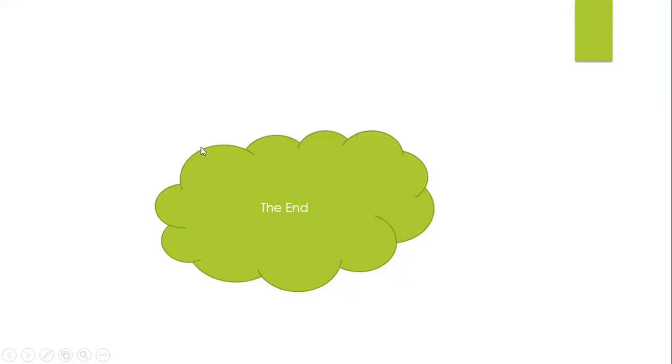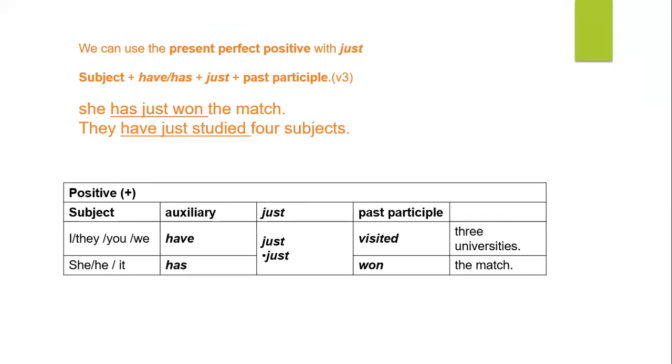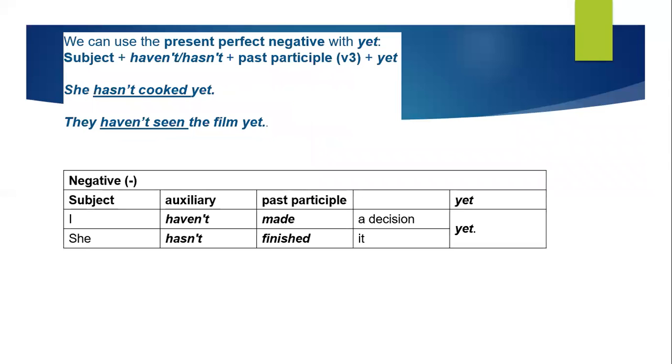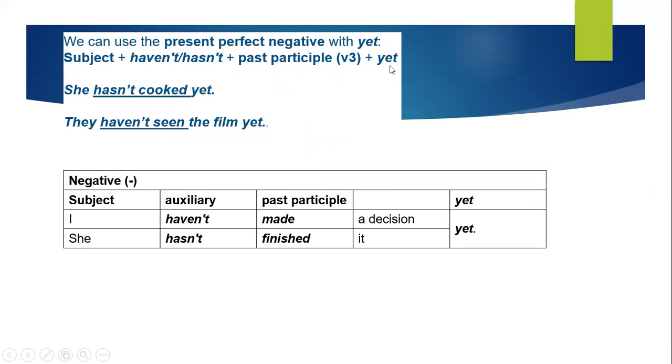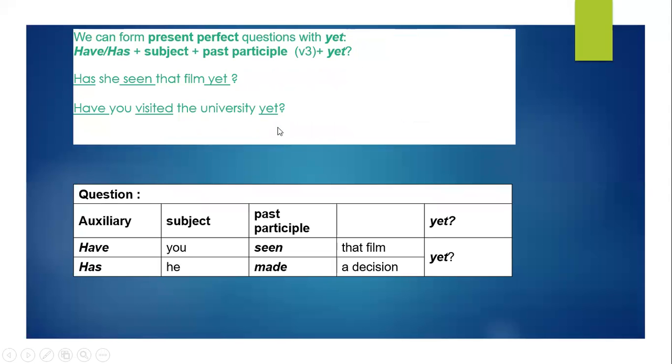Okay, so let's do a checkup. Here, present perfect. For a positive sentence, an affirmative sentence, we use just. We put just between has or have and verb 3, okay? As for yet, we use yet for a negative sentence, okay? For a negative sentence and for a question. We use yet for a question and for a negative, and we put yet at the end. Look here, at the end. Look at the examples: yet at the end of a negative sentence and also at the end of the question.